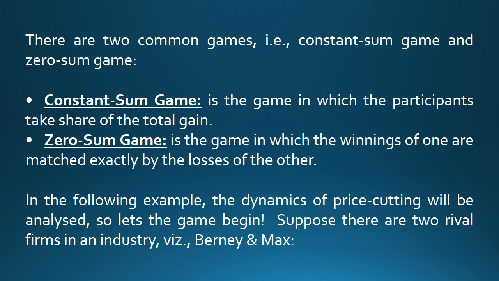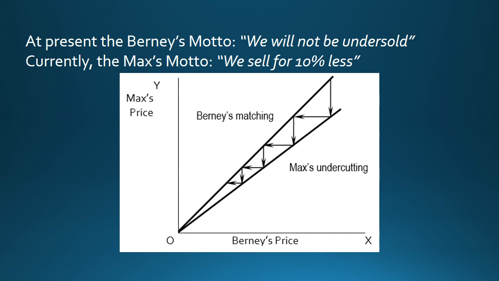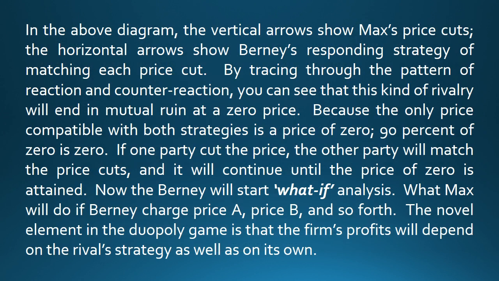Suppose there are two rival firms in an industry, viz. Bernie and Max. At present Bernie's motto is, "We will not be undersold." Currently, Max's motto is, "We sell for 10% less." In the above diagram, the vertical arrows show Max's price cuts. The horizontal arrows show Bernie's responding strategy of matching each price cut. By tracing through the pattern of reaction and counter-reaction, you can see that this kind of rivalry will end in mutual ruin at a zero price.